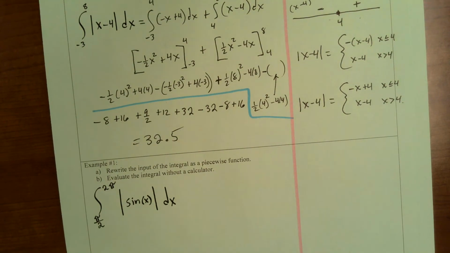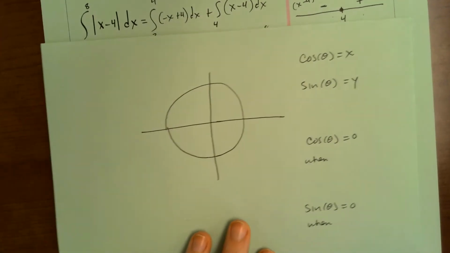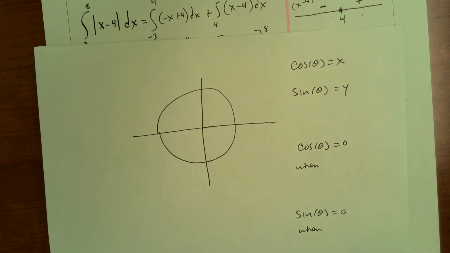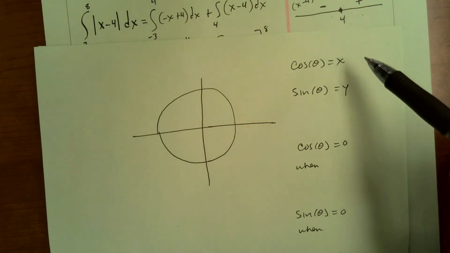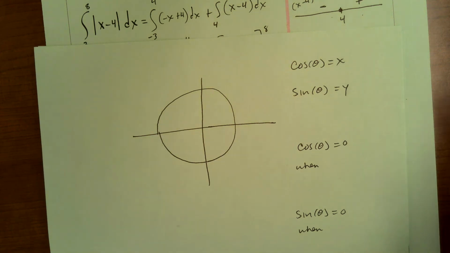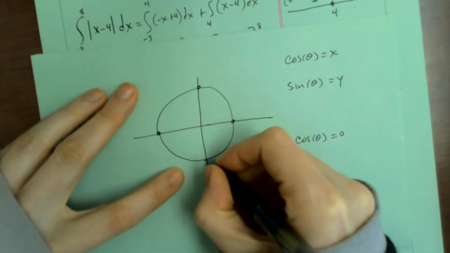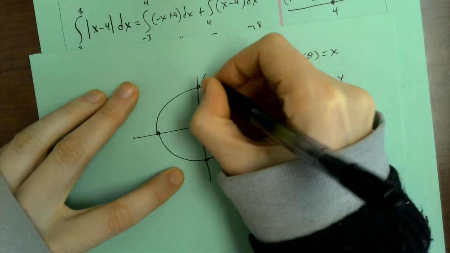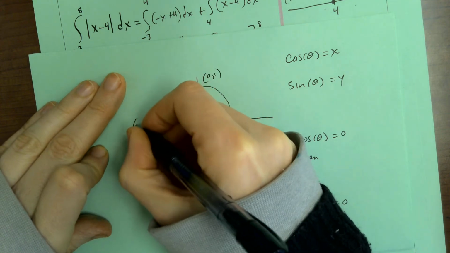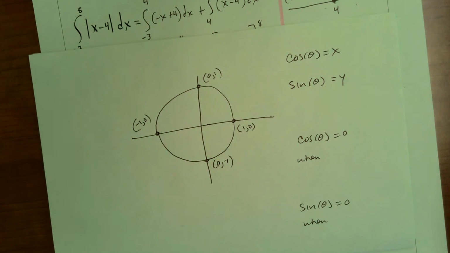And guys, I want to review trig just a little bit. Okay, right here. A little bit of trig review. This is the unit circle. It has radius 1. Cosine of theta is x, sine of theta is y. Now, so these points here, this point is 1, 0. This point is 0, 1. This point is negative 1, 0. This point is 0, negative 1.